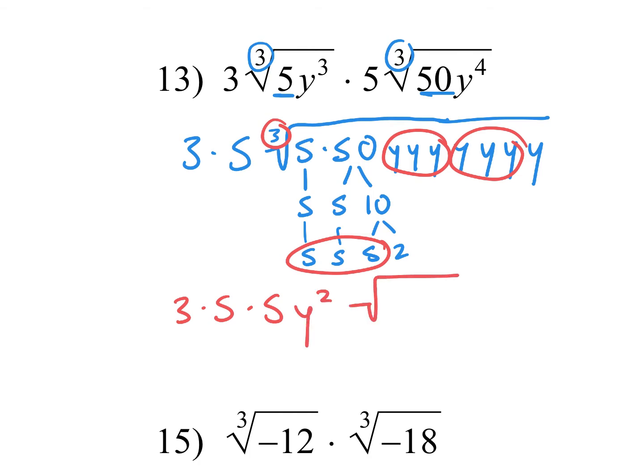And then on the inside, what do I have? 2y. Whatever doesn't get circled stays on the inside. and my index is still 3. And then I just need to multiply everything that I took out. So it's 3 times 5 times 5. 75y squared, and then the cubed root of 2y.